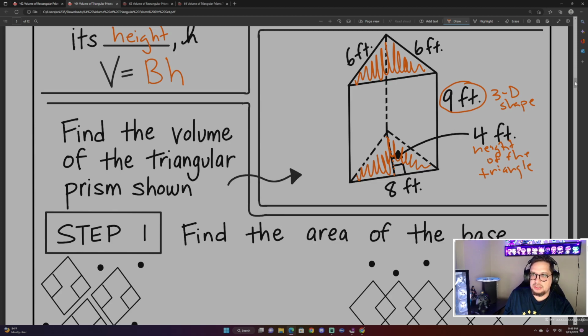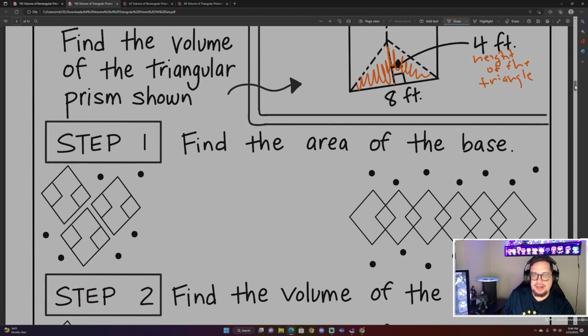Okay, so step 1 right here, it says to find the area of the base. So I'm looking at just this triangle on the bottom. I'm going to use the formula base times height divided by 2. So you're going to be doing 8 times 4, because this is the base and this is the height, the 4. So 8 times 4 divided by 2. Now 8 times 4 is 32, and 32 divided by 2 is 16.